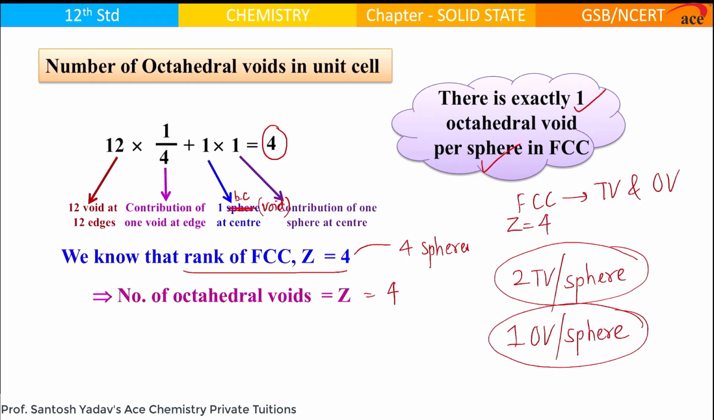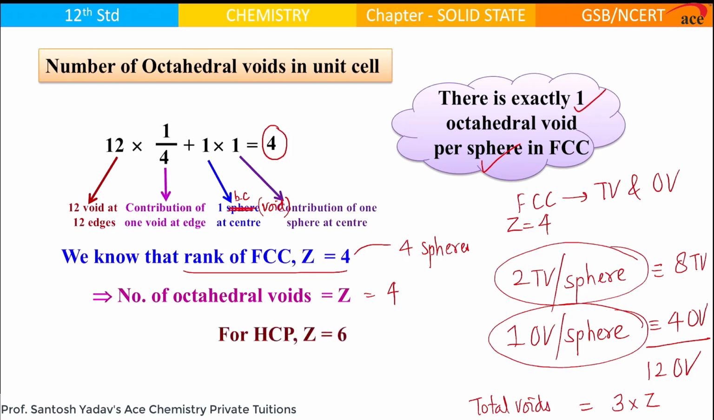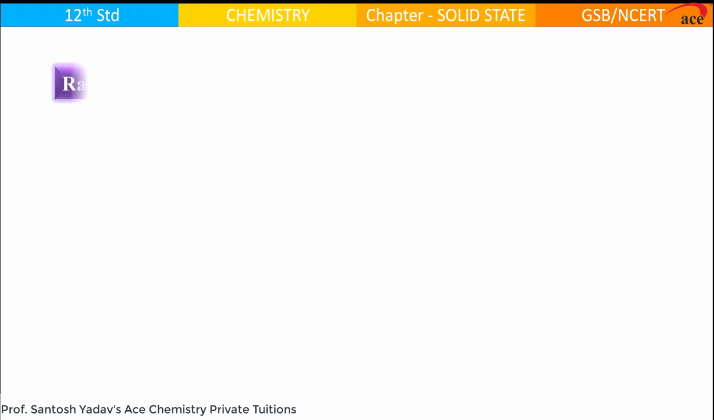FCC is made up of how many spheres? 4. So, total number of tetrahedral voids is 8, total number of octahedral voids is 4, total number of voids is 12. So, total number of voids is 3 times Z. For HCP, we know FCC and HCP are similar in their packing with the same packing efficiency of 74%. If the value of Z, that is rank, is 6, the number of octahedral voids in HCP will also be 6. So, that was about octahedral void.